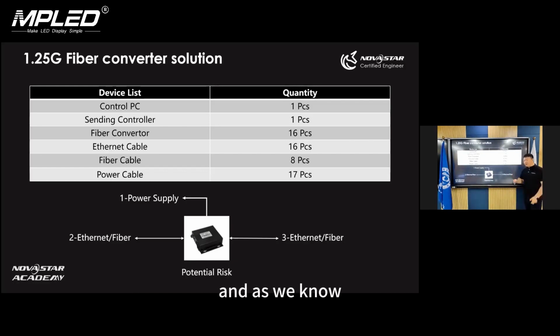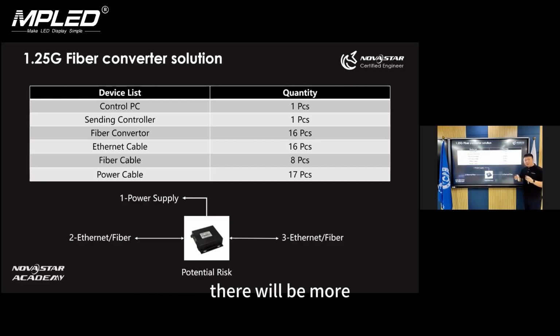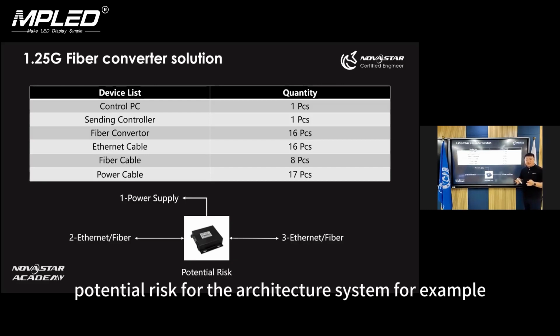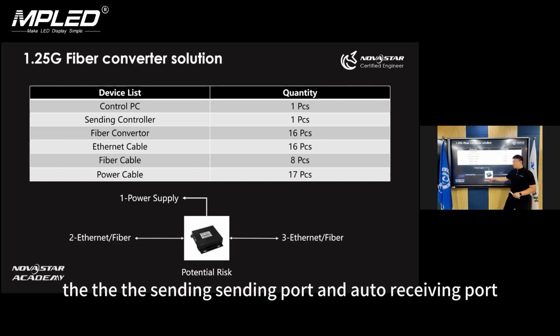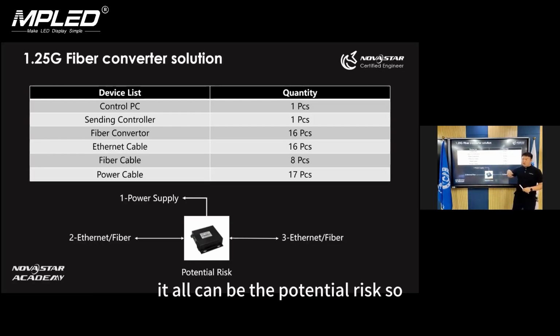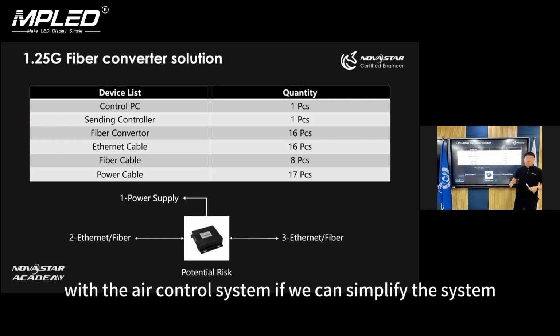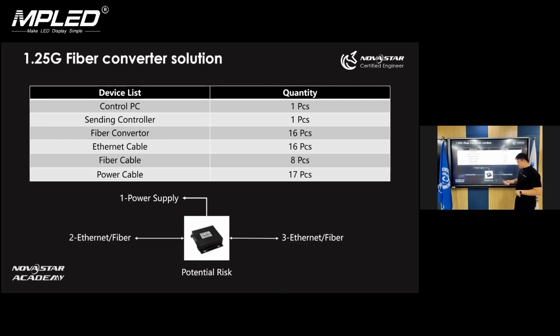And as we know, when we add one device into the control system, there will be more potential risk for the LED control system. For example, the power supply, the Ethernet to fiber conversion, the sending port and all the receiving ports can all be potential risks. So for the LED control system, if we can simplify the system, it will be much more stable.